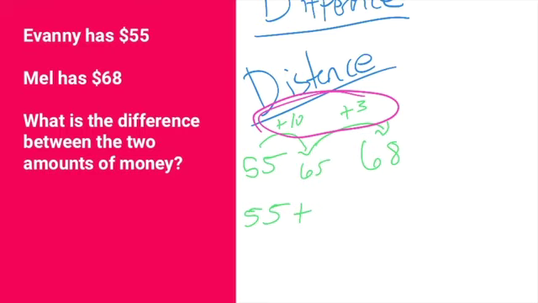So my equation would be 55 plus, what's the distance? What's that number? That's our answer. The distance, and the difference is 10 plus 3, which we know is 13. Plus 13 equals 68. And that is our answer.